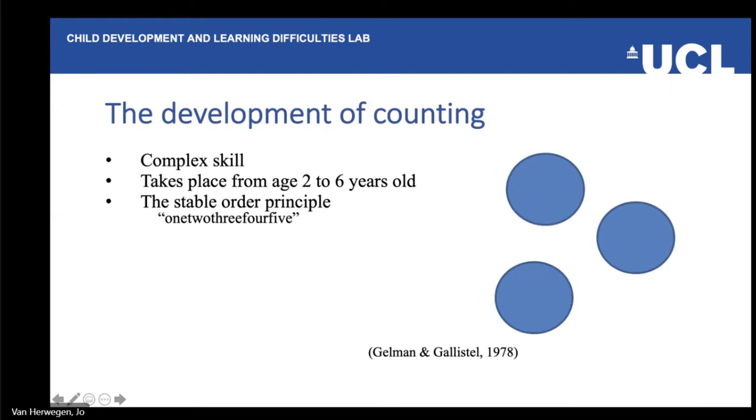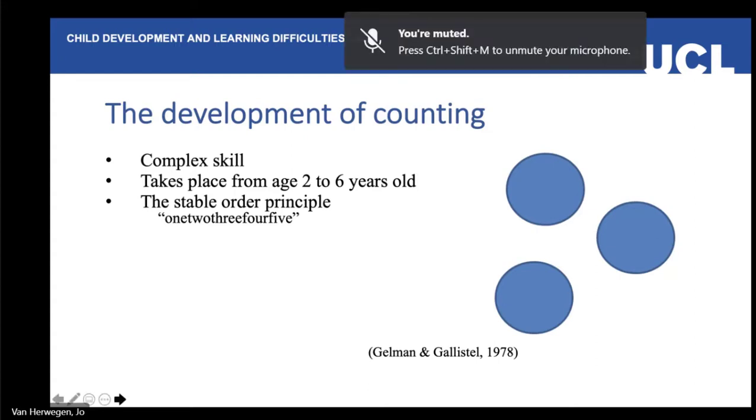They first have to learn that the number words come in a stable order, right? It's always 1, 2, 3, 4, 5. And you may know this because when you ask young children to count, they will always go 1, 2, 3, 4, 5. And if you say, well, count again, what's next? They will go 1, 2, 3, 4, 5. And their counting will always start with 1.